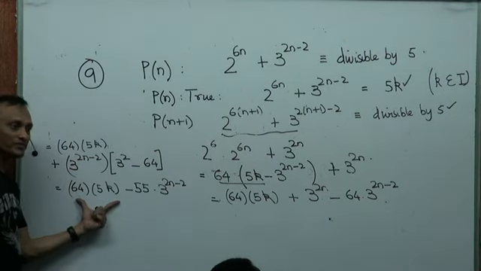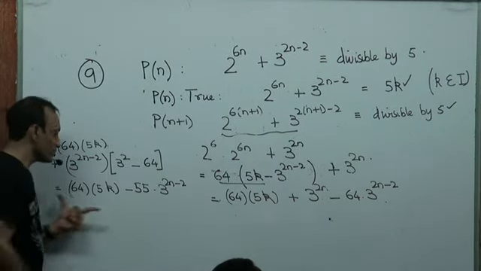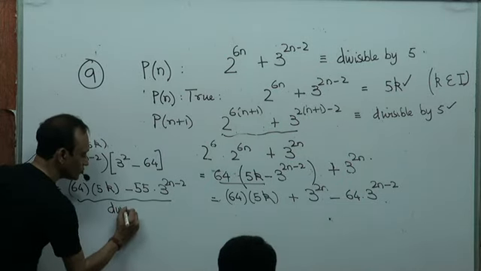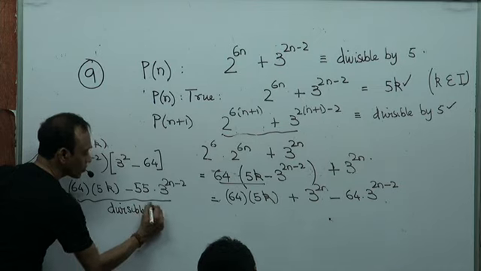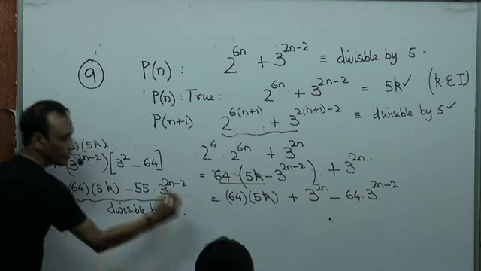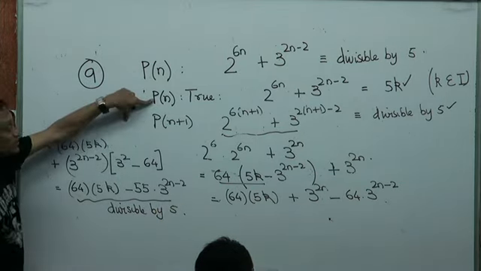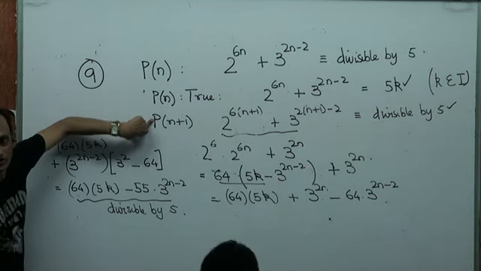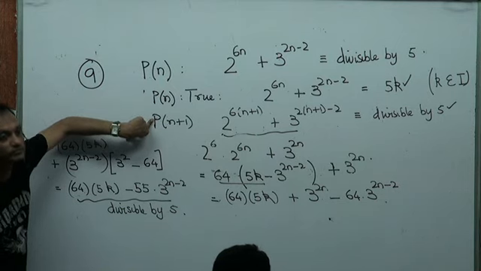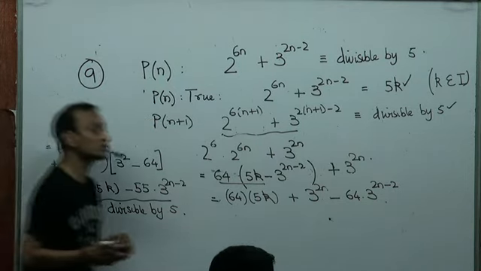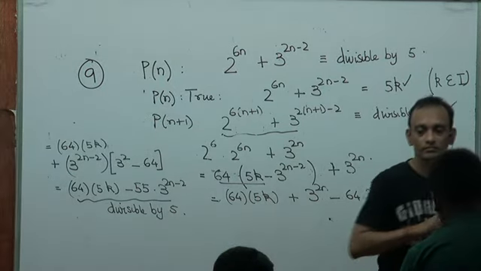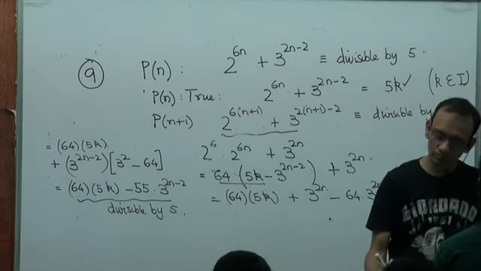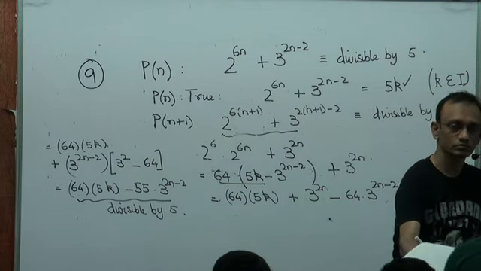This is divisible by 5. This is divisible by 5. So this whole thing is divisible by 5. Yes or no? That means if Pn is true, Pn plus 1 is true. If Pn is true, Pn plus 1 is true. Yes or no? Yes. Tell me. Right. Good. Very true.